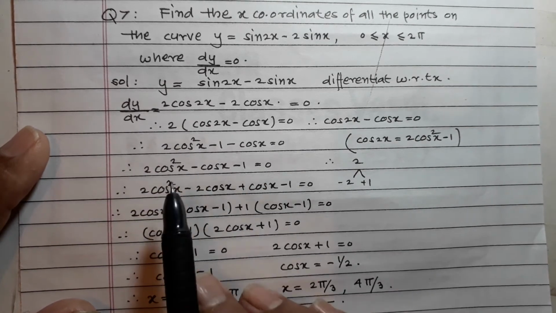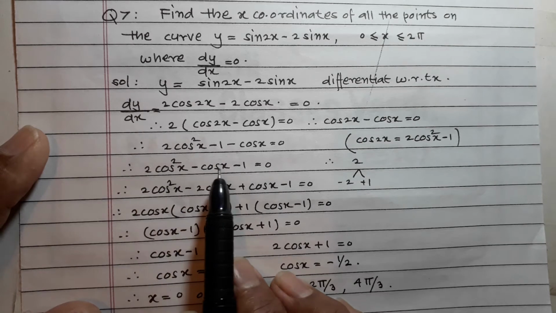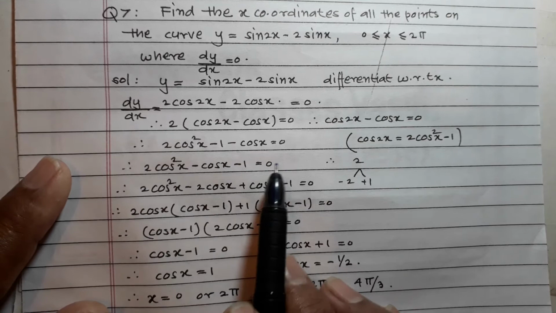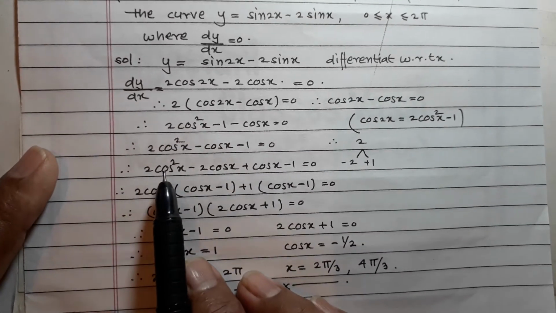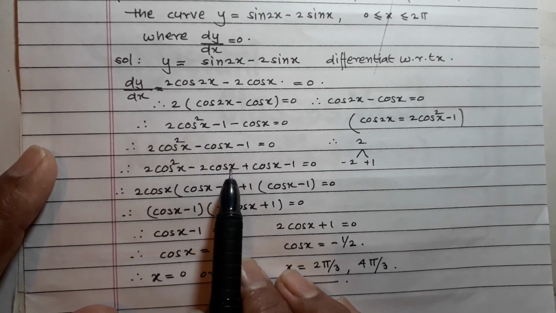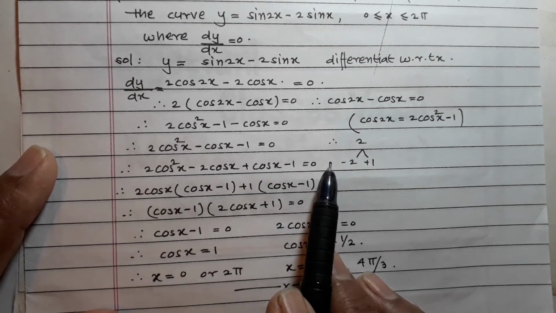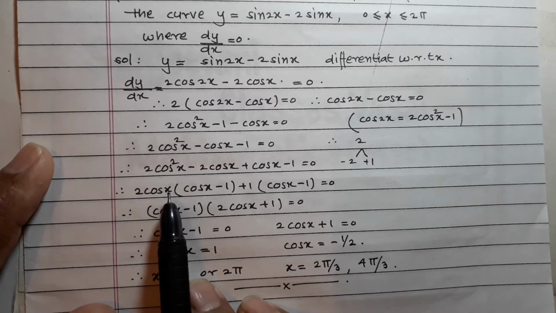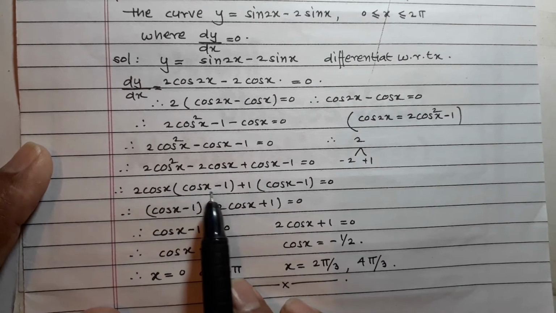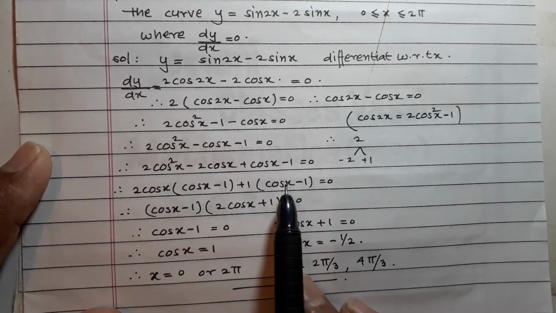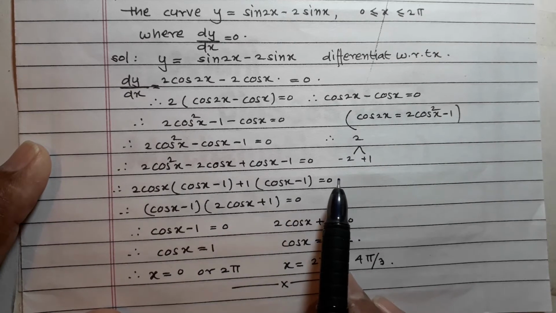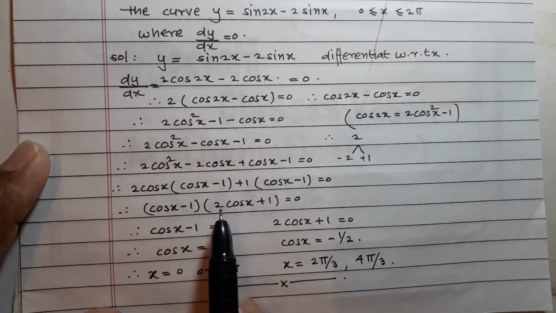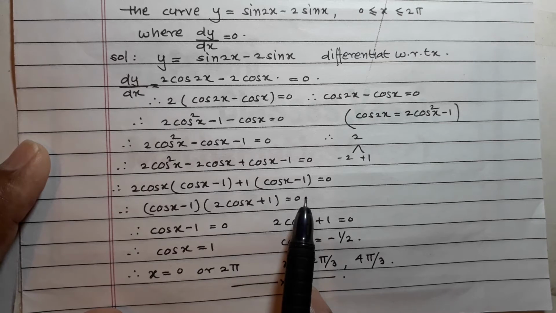Now this is a quadratic equation: 2 cos square x - cos x - 1 = 0. This you factorize. So this is 2 cos square x - 2 cos x + cos x - 1 = 0. So make groups. Here you take 2 cos x common: 2 cos x into bracket cos x - 1 + 1 into bracket cos x - 1 = 0. And therefore (cos x - 1) into (2 cos x + 1) = 0.